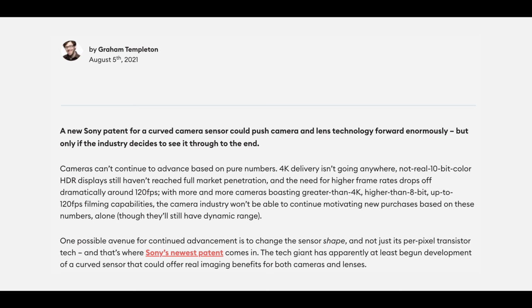So a lot of people actually talked about how Sony should innovate on curved sensors. What happens if you have a curved sensor is that lens design becomes easier, and you can account for the spherical nature of lenses, and the sensor design takes care of it.